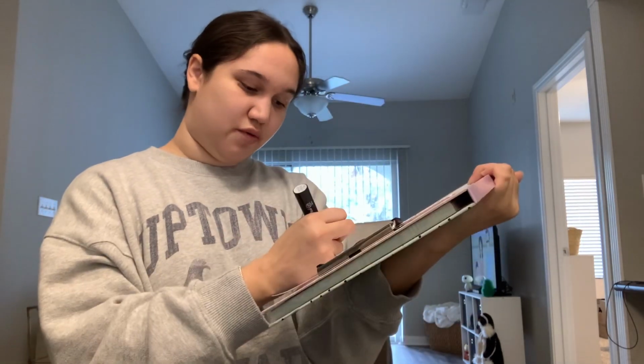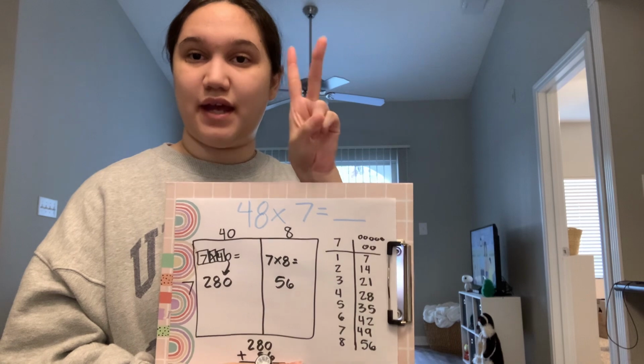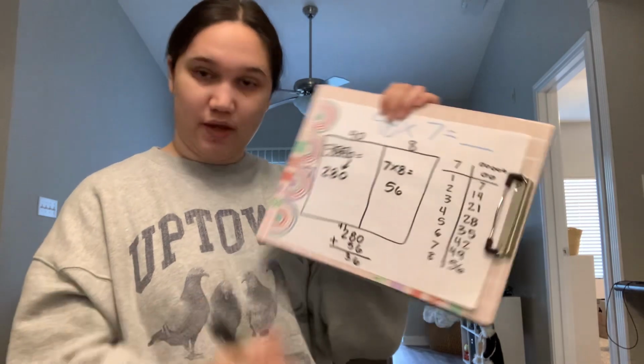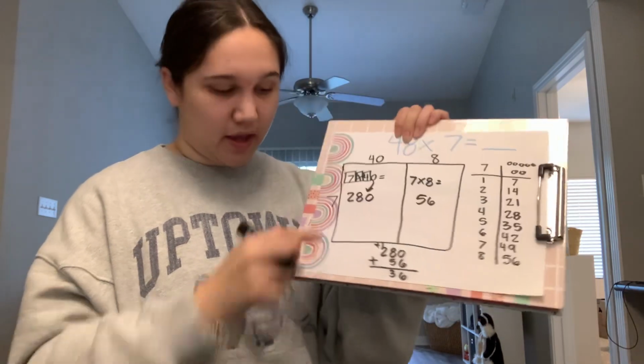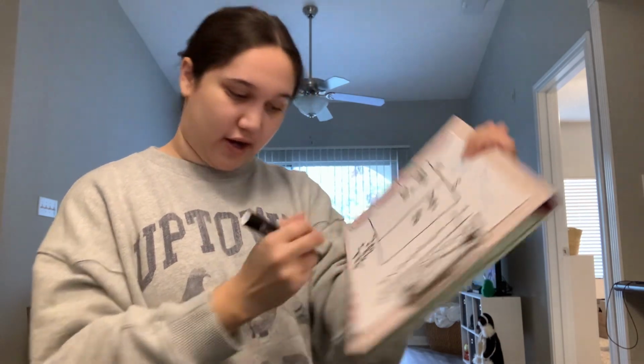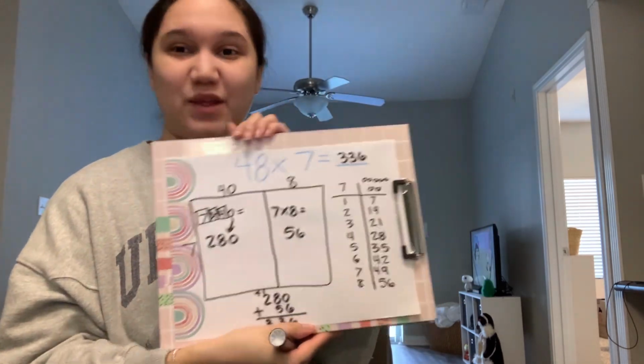6 plus 0 is 6. 8 plus 5, 8, 9, 10, 11, 12, 13. We are going to carry our 1 and drop our 3. And then we add our 2 plus 1, which is 3. Our answer, 336. And that's how you multiply using the area model.